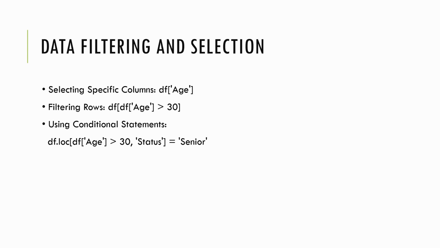With a clean data frame in hand, let's explore how to filter and select data. To select specific columns, you can access them by using the column name like df['age']. To filter rows, you can use a conditional statement. For example, selecting only rows where the age is greater than 30. You can also use the loc function for more complex filtering and conditional assignments, like marking people over 30 as senior.